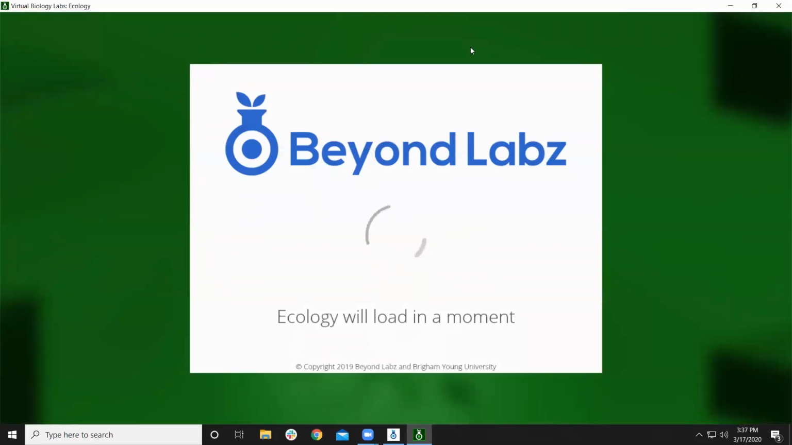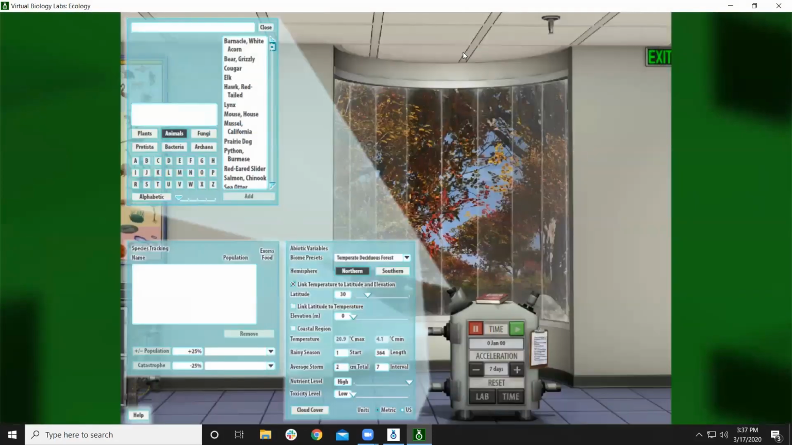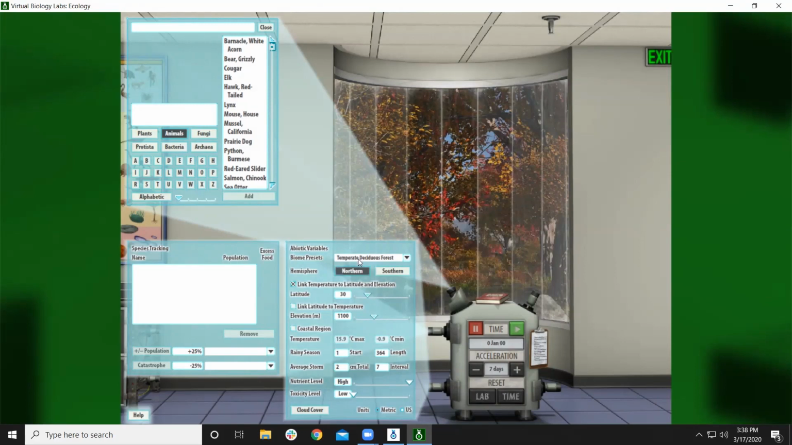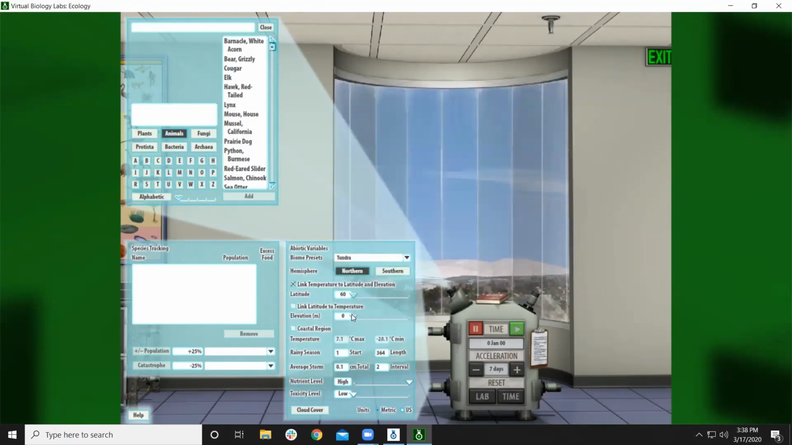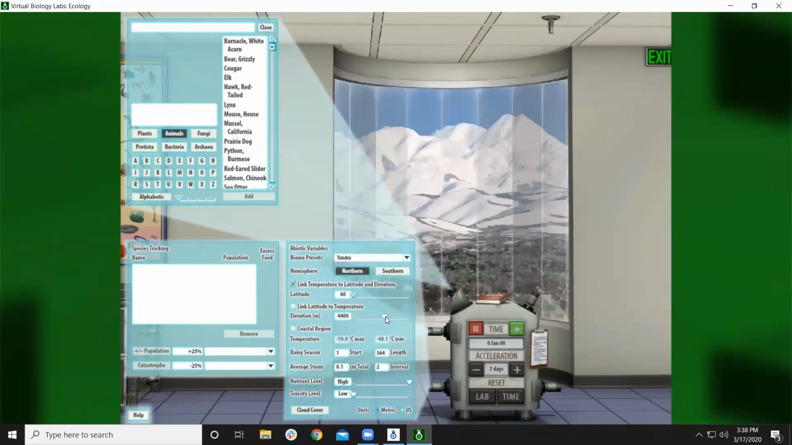Ecology. I'm just going to go really quick on this one. So here you can pick different biomes. And you can create your own biome, northern hemisphere, southern hemisphere. You can change your elevation, for example. And so this image shows what happens when you get in the mountains, or I can change to tundra and change what my mountains would be like in the tundra if I had those. Change your nutrient level. So there are all these little variables.